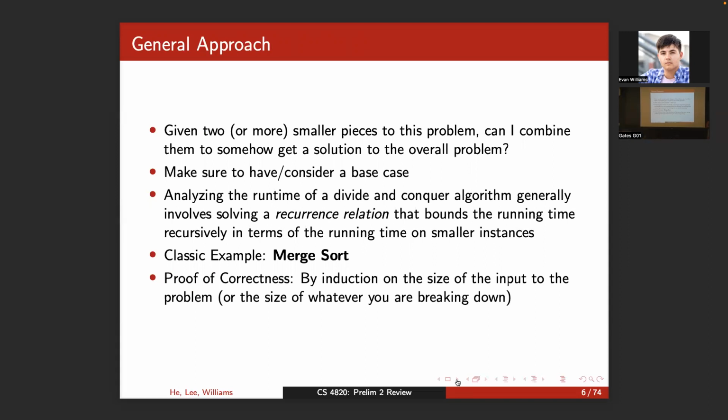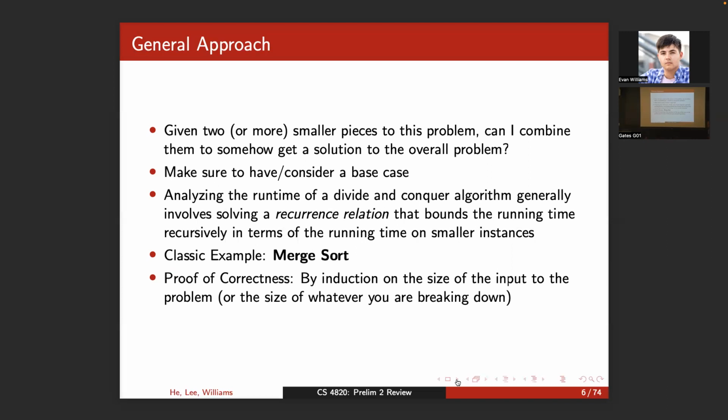Induction. So having that base case in your algorithm makes induction go pretty smoothly as well. You can just start off with that base case. And then analyzing the runtime of a divide and conquer algorithm isn't as simple as just the runtime of a regular algorithm, because you have to solve it using a recurrence relation.